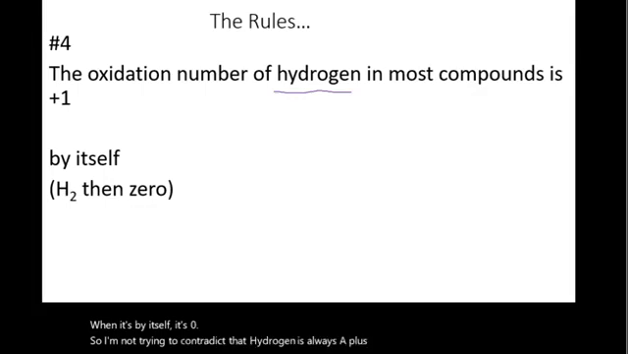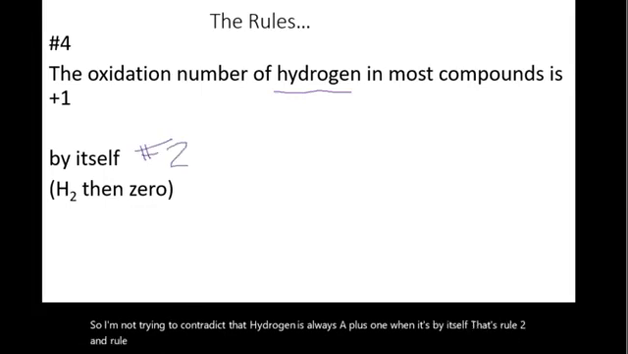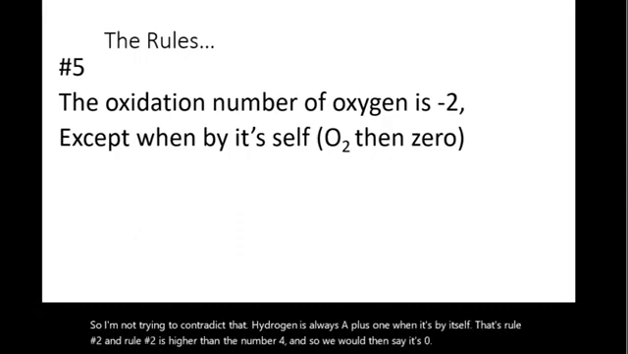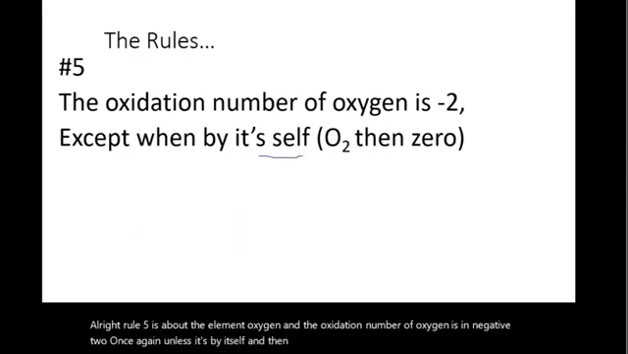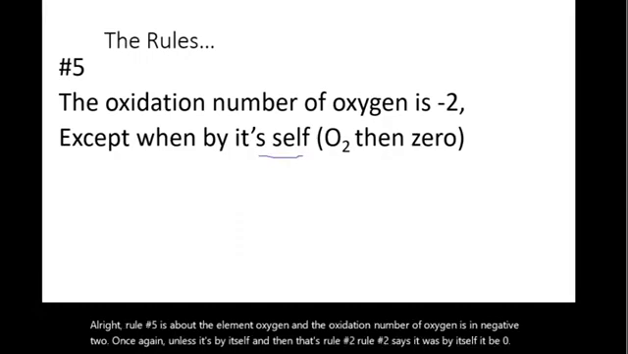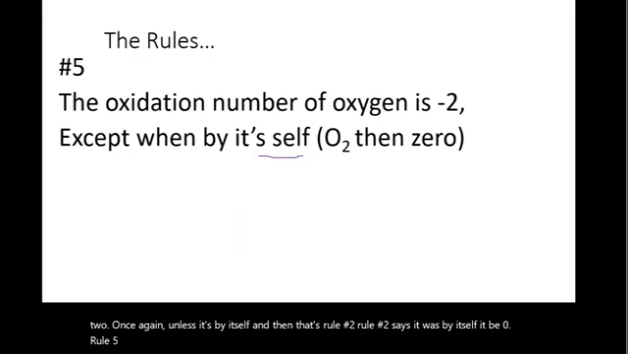When it's by itself, that's rule number 2, and rule number 2 is higher than rule number 4. And so we would then say it's 0. All right, rule number 5 is about the element oxygen. The oxidation number of oxygen is a -2. Once again, unless it's by itself, and then that's rule number 2. Rule number 2 says if it was by itself, it'd be 0. Rule number 5 is when it's in combination with something else, it's a -2.